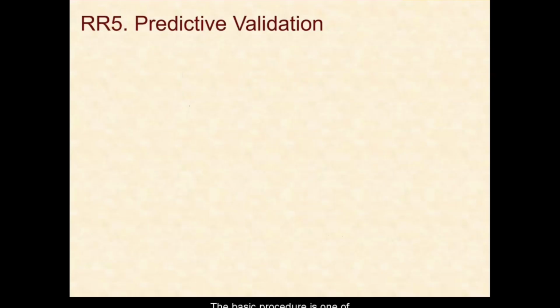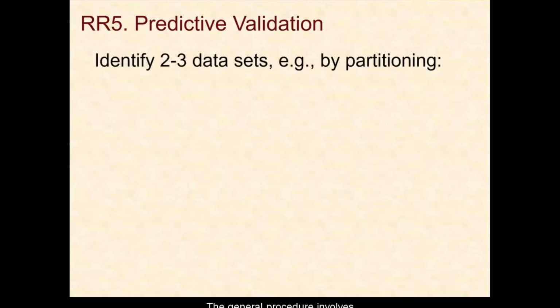The basic procedure is one of predictive validation. It's a way of testing a model for predictive use and of getting an idea of how good the model is for that purpose. The general procedure involves the use of at least 2, ideally 3, data sets. The data sets might be obtained by partitioning a sample data set into 2 to 3 pieces prior to analysis. The resulting 3 data sets each serve a different purpose, as described here.